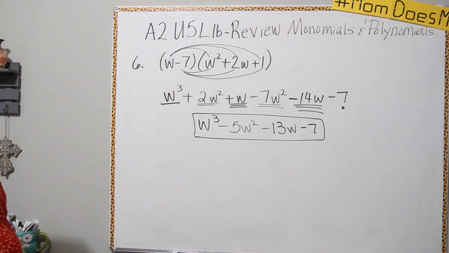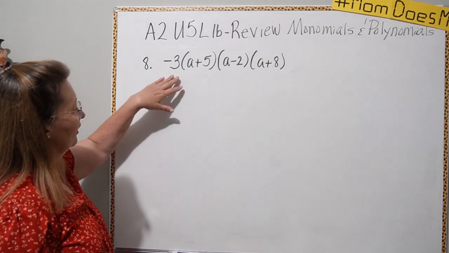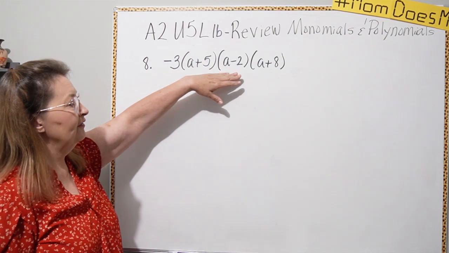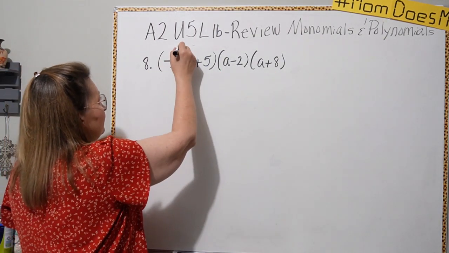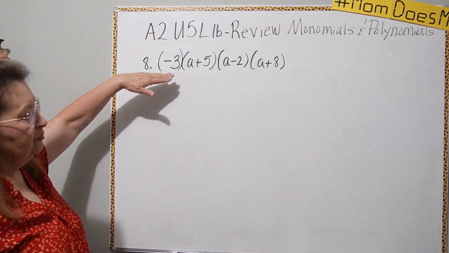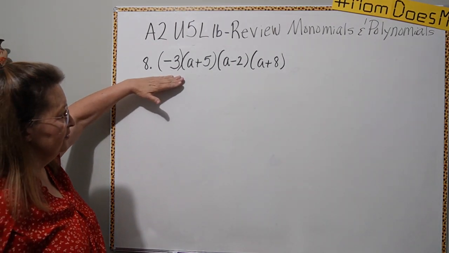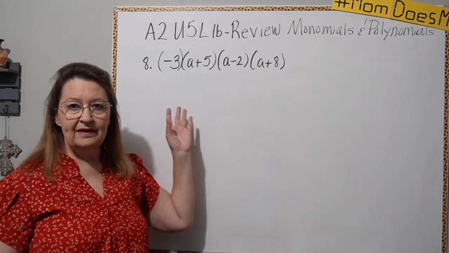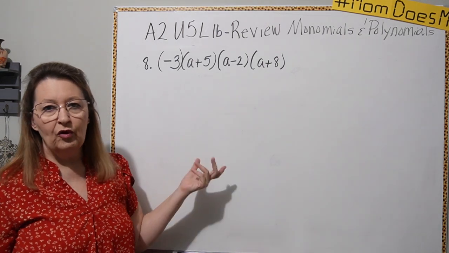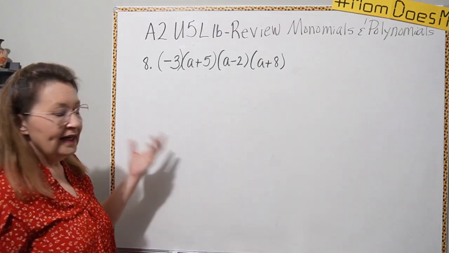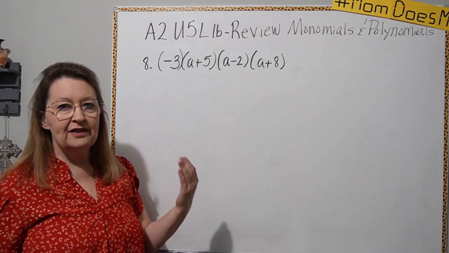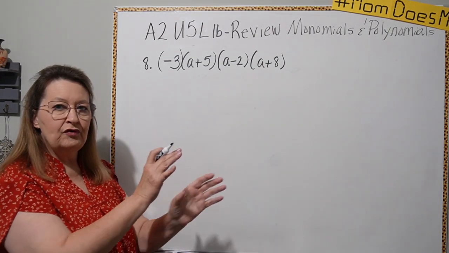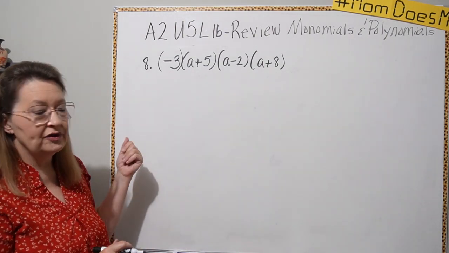And that's your answer. Okay, for number 8, we have negative 3 times a plus 5 times a minus 2 times a plus 8. Now, even though this isn't in parentheses, you could put it in parentheses if that makes it easier for you to see. I've got 4 sets or 4 terms here that are multiplied together. And it doesn't matter which ones you do first. You can mix and match. Multiplication is commutative, that means you can move the terms around however you want to.